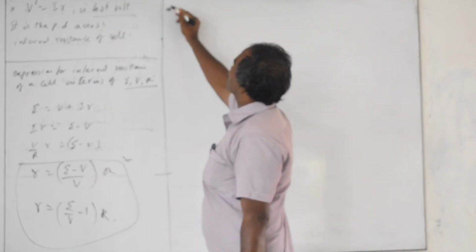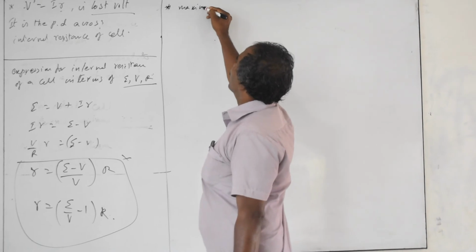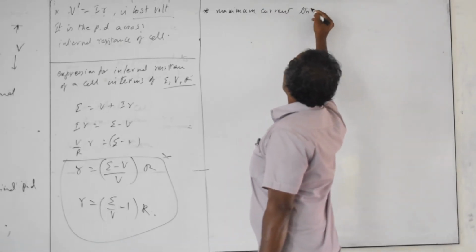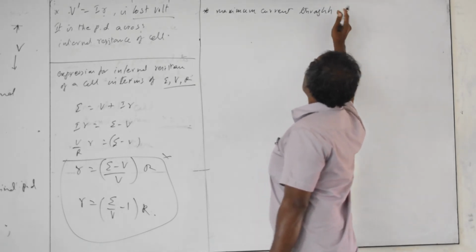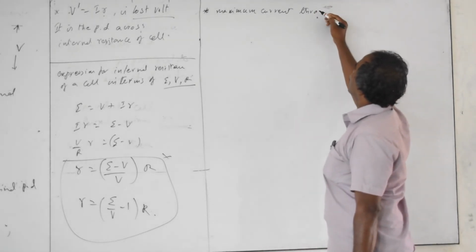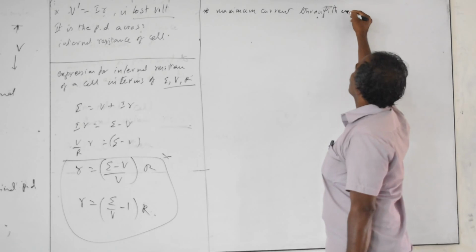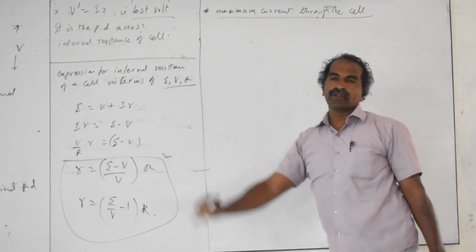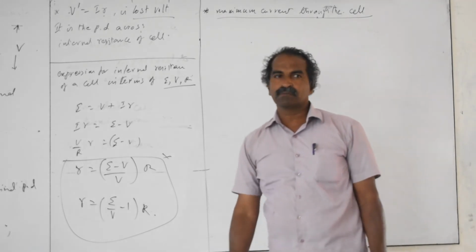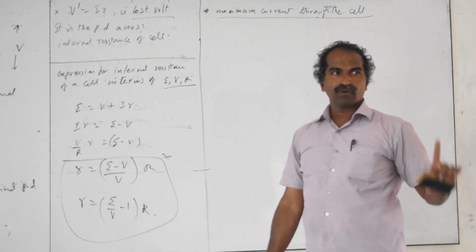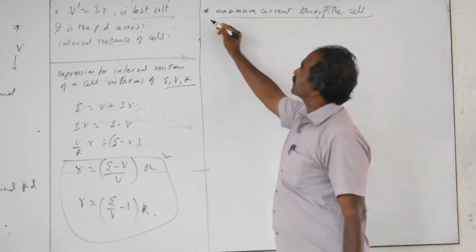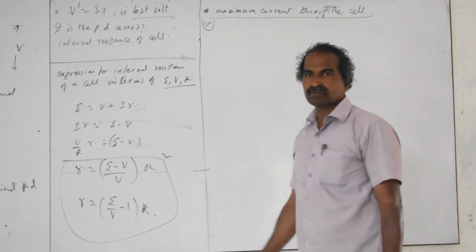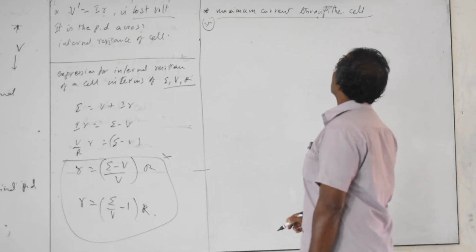Maximum current through the cell. When you get the maximum current through the cell, it is important for problems also. This expression may be asked for a 3 mark problem, so after 2 marks, 1 mark also. So maximum current through the cell.